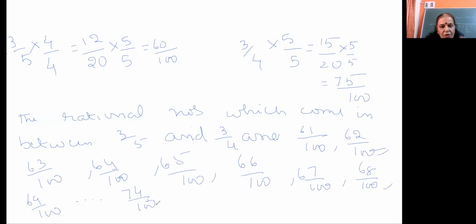First you have to multiply both numerator and denominator by the same number, and then see that the denominator is the same. And if you want more rational numbers, you have to multiply again both numerator and denominator of both the rational numbers by the same number.